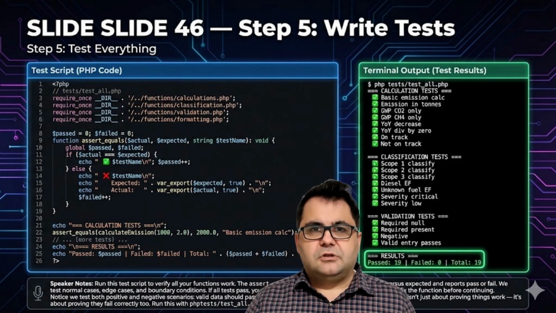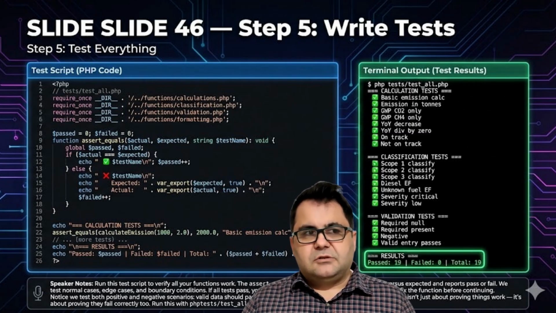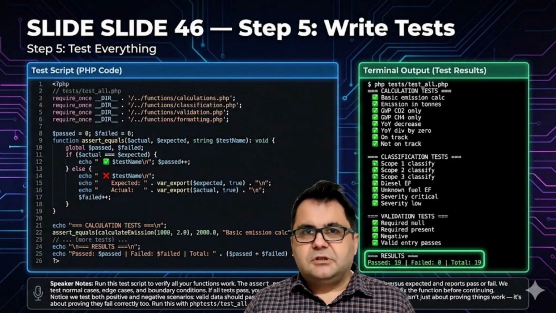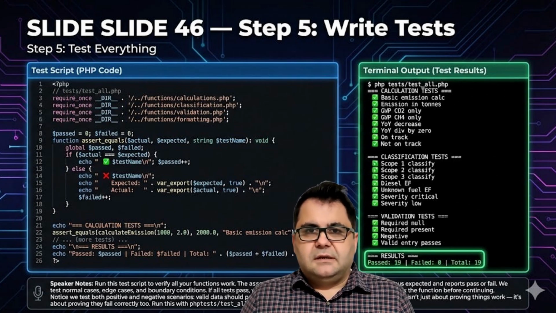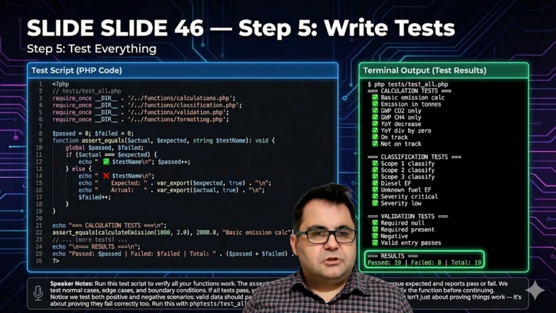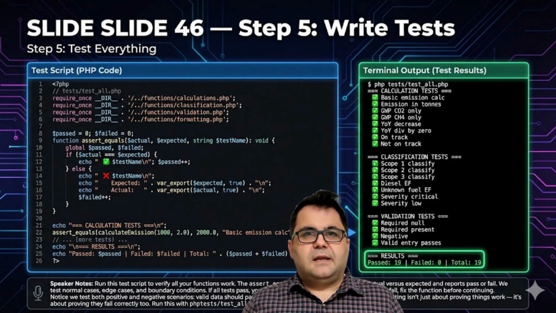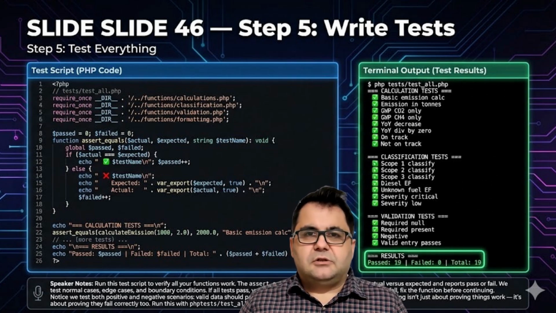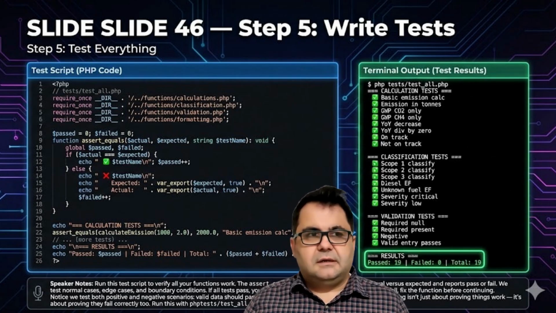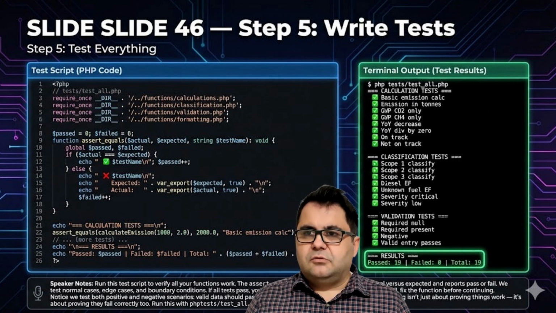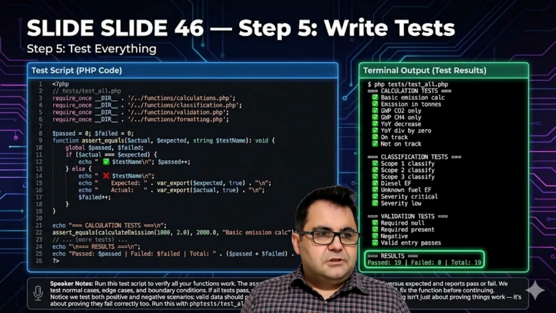The assert helper function compares actual versus expected and reports pass or fail. We test normal cases, edge cases, and boundary conditions. If all tests pass, you can be confident your library is correct. If any fail, fix the function before continuing. Notice we test both positive and negative scenarios. Valid data should pass, invalid data should return appropriate errors. Testing isn't just about proving things work, it's about proving they fail correctly too. Run this with php tests/testall.php and fix any failures.